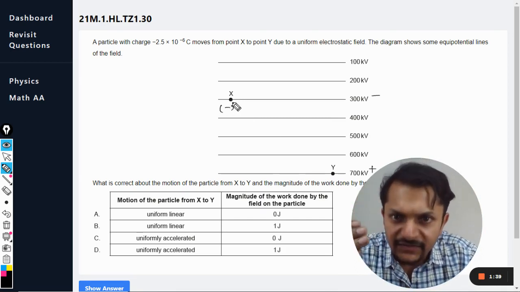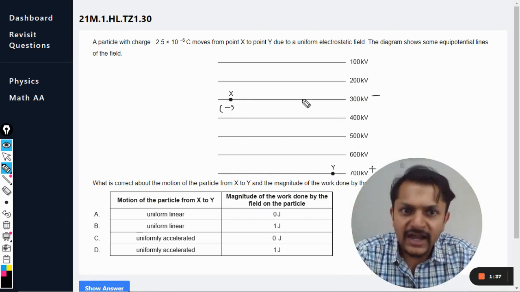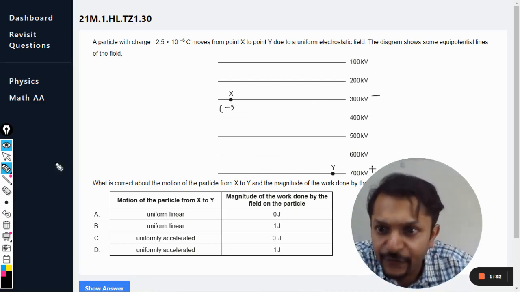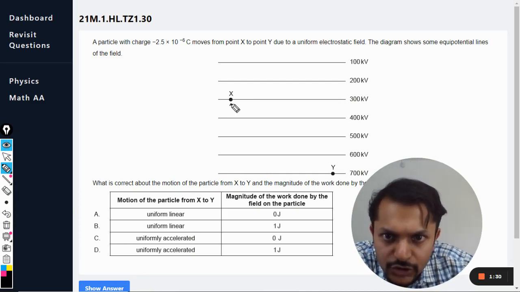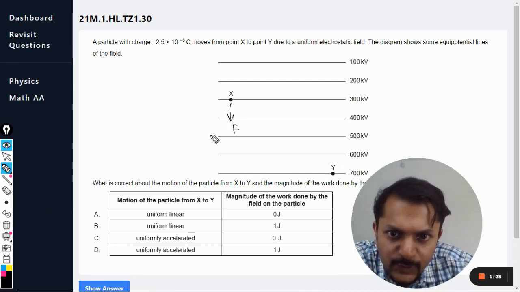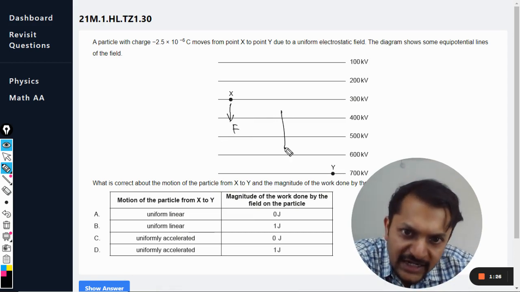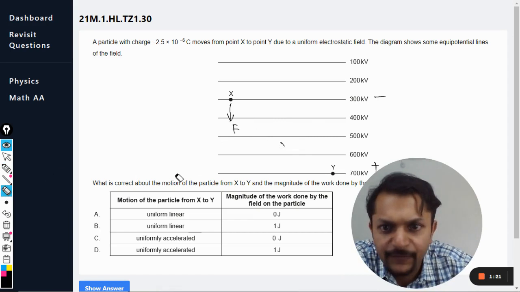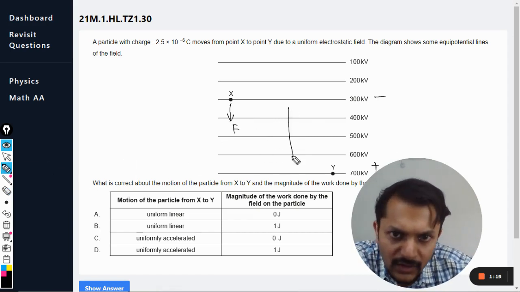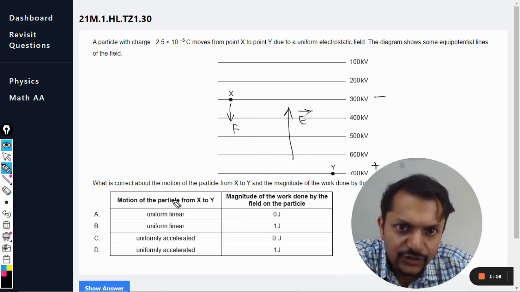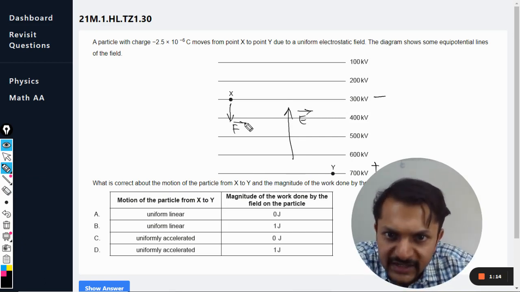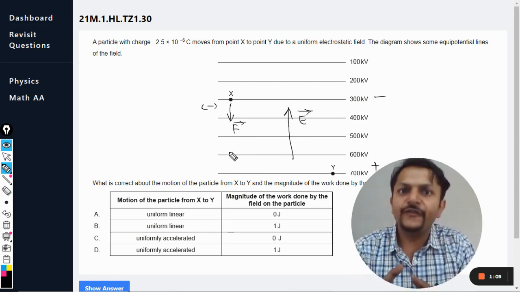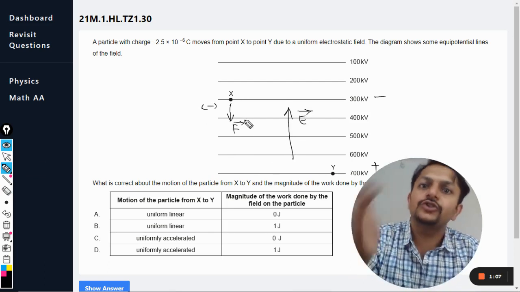I repeat, the negative charge is going towards the positive charge. The negative charge is getting repelled by the negative charge. It only means that the field force acting on this is also acting downwards. It is experiencing a force which is downwards. The electric field is also, this is positive and this is negative, so the electric field is in the upward direction. This is the direction of the electric field. The force is acting in the downward direction because this is negatively charged. So the field force is downwards and the charge is also moving downwards.